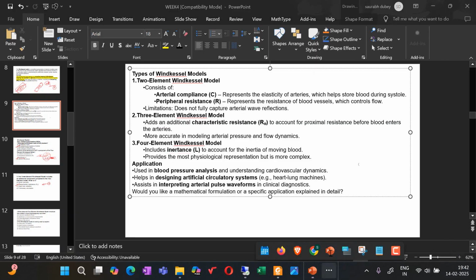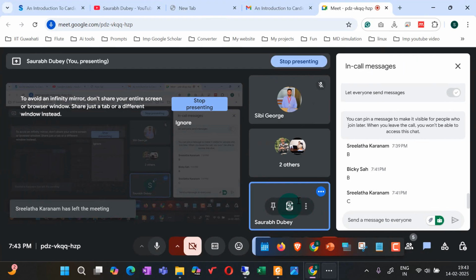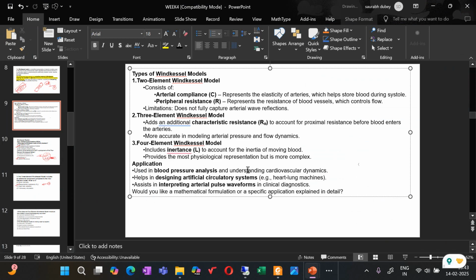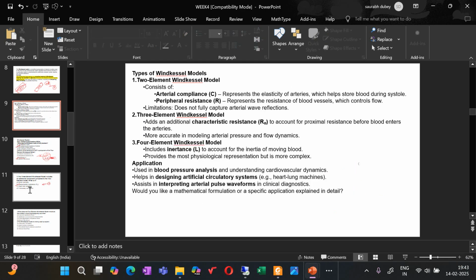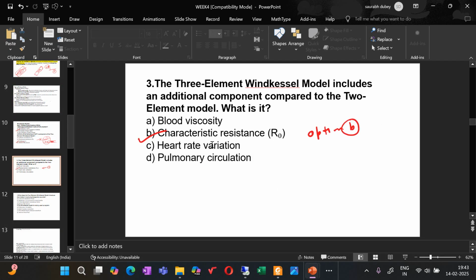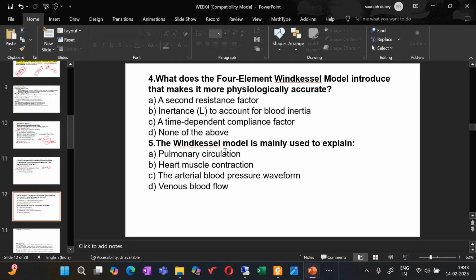So this physiological representation that I am asking about, in the case of blood, what is it? Let me just put it here. You attempt the fifth question till then, and I will be coming to that.